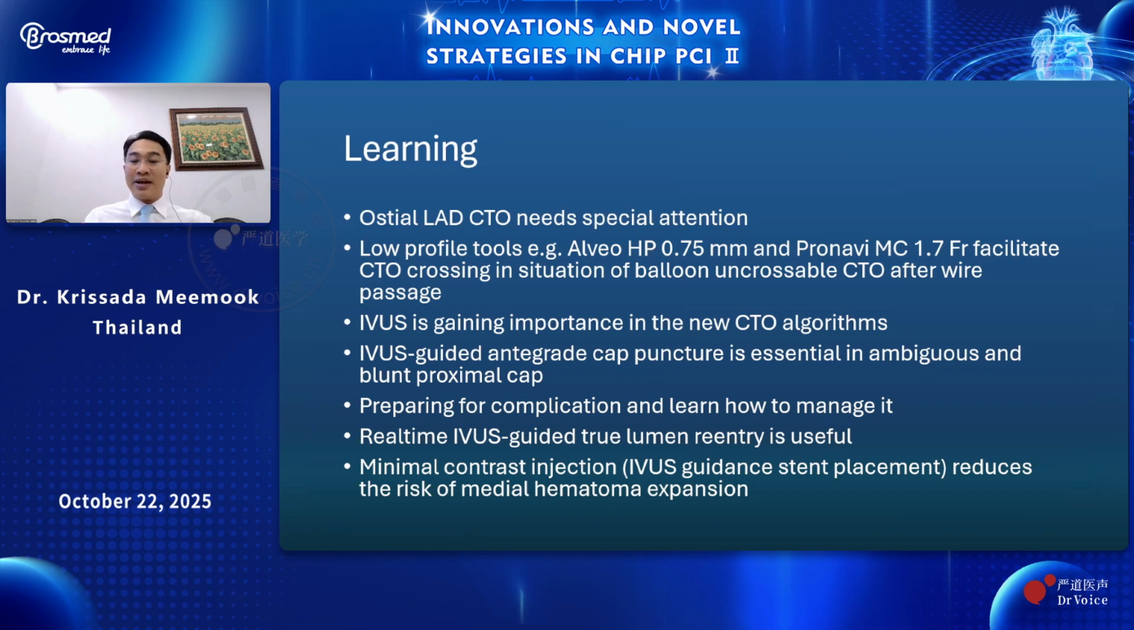And I think real-time IVUS-guided lumen re-entry is useful in case the wire went into the suboptimal space. And we need to minimize contrast injection because IVUS guidance for stent placement can guide where we should put the stent and what stent size should be used without needing the injection of dye, because we don't want to expand the hematoma.